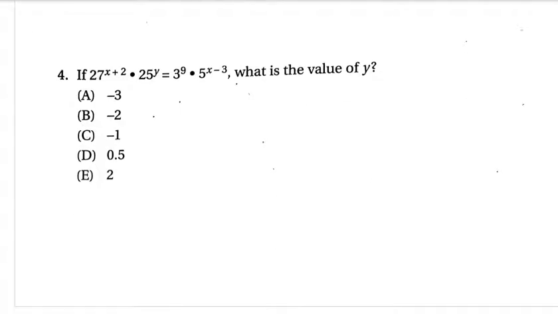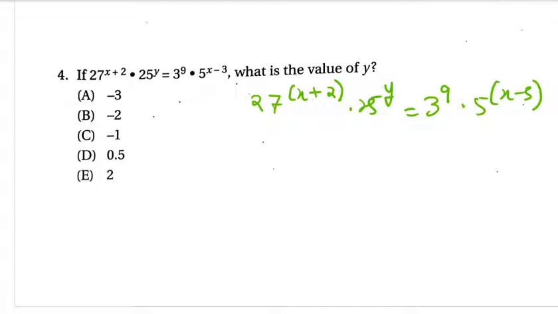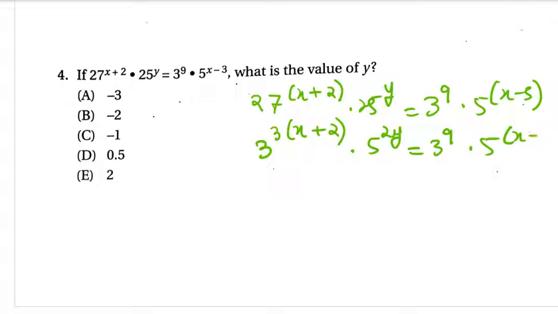Okay, our fourth question is a different type of a question. We have to find the value of x, the value of y, although the value of x is given. So let's do this with a different color. Let's say it's given 27 to the power x plus 2, 25 to the power y, 3 to the power 9, 5 to the power x minus 3. That is 3 to the power 3, and 3 to the power 3 is 27, 3x plus 2, 5 to the power 2y, 3 to the power 9 dot 5 to the power x minus 5.